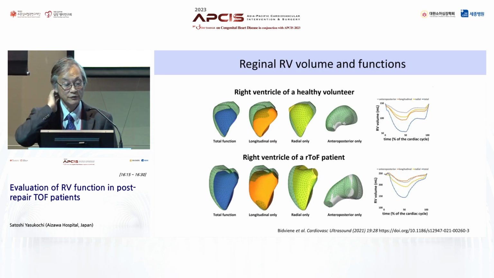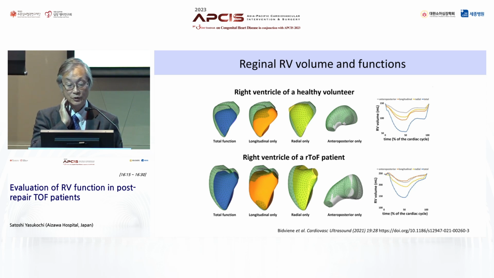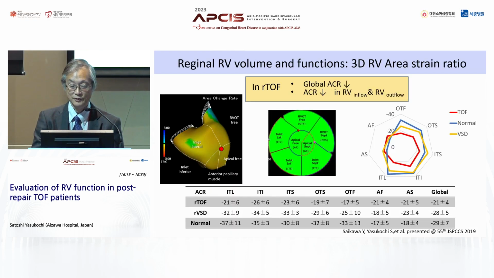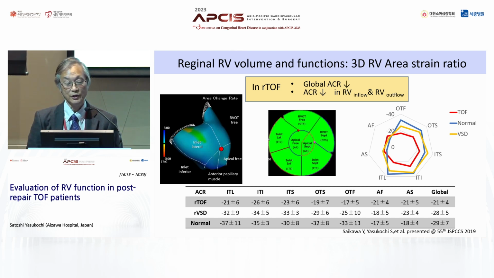This is for the regional RV volume and function. The upper panel shows a normal healthy volunteer, and the lower panel shows a right ventricle in tetralogy of Fallot. So the shape of the RV was fatter than the normal one, and the RV volume time curve peak shortening is less than normal.